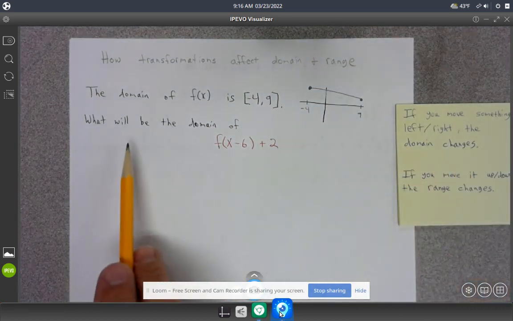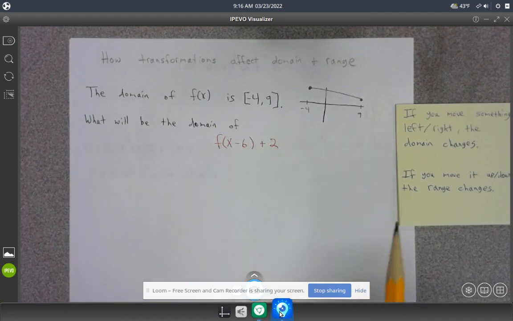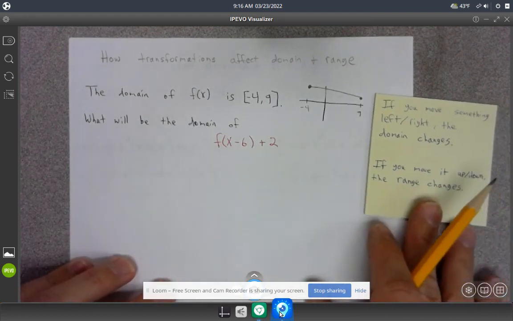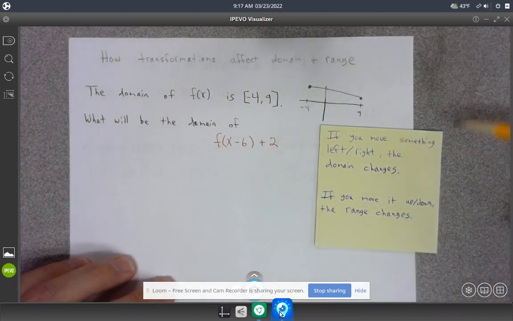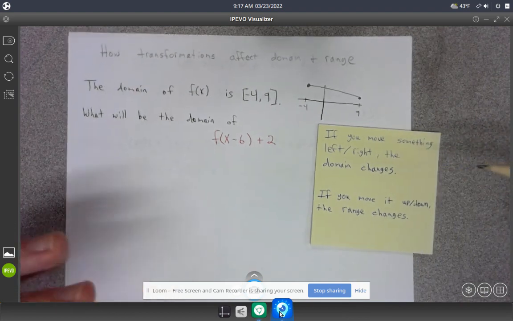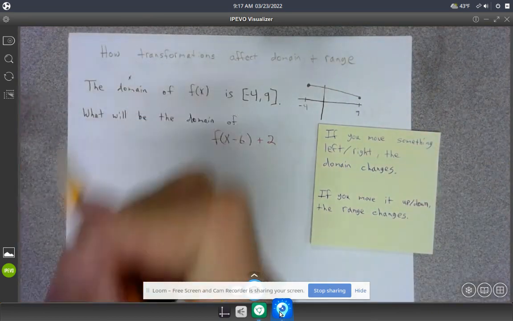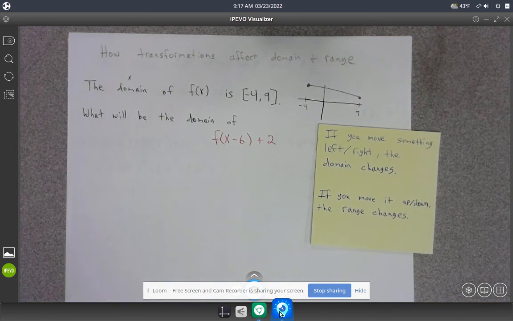The question is, what will be the domain of f of x minus 6 plus 2? Now, hopefully this makes sense. If you move something left and right, it's going to change the x values, right? So that means its domain is going to change, because that's what the domain is. It's all the x values that the function takes on. And if you move something up and down, it changes the y values, therefore changing the range.